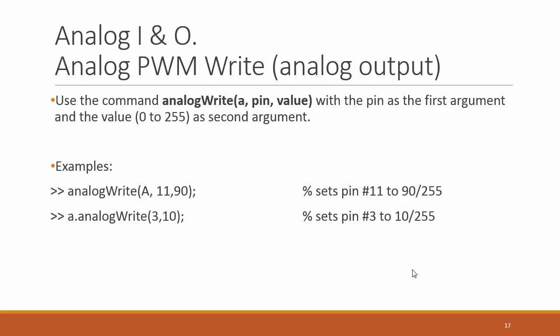Now we will cover the analog output signals that work on the digital ports using a PWM signal. Use the command analog write with the pin number as a first argument and the value as a second argument. The value must be between 0 and 255. The examples show the syntax.